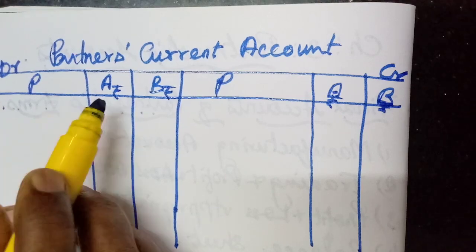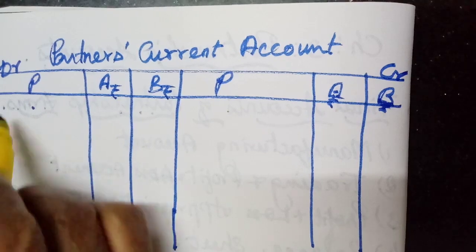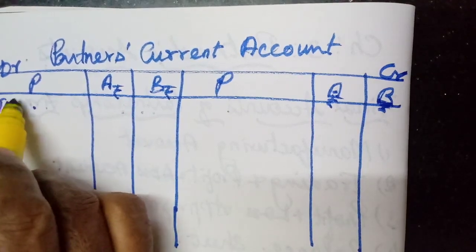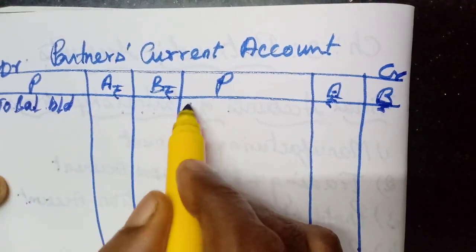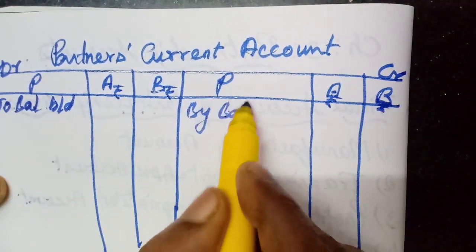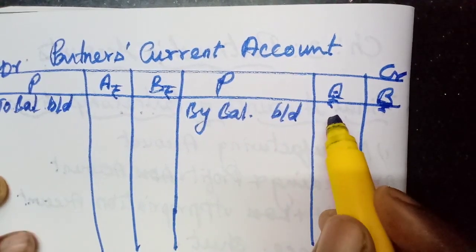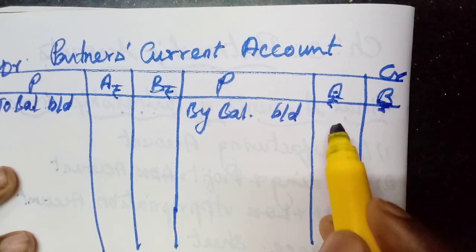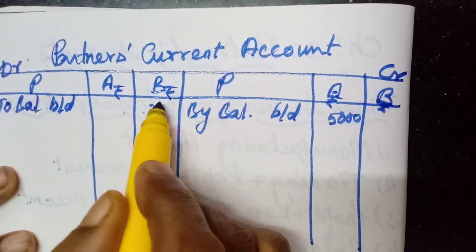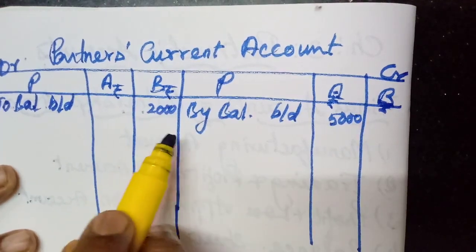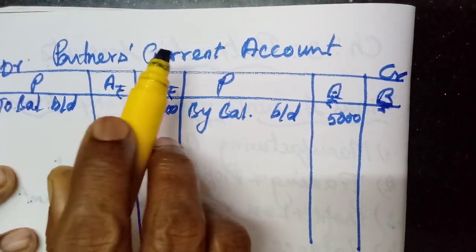Then partner's current account may have either debit balance or credit balance. If it is debit balance, you have to write to balance brought down. If it is credit balance, by balance brought down. If it is for A, 5,000. For B, credit balance 2,000. Then all the other adjustments we have to bring into this current account.